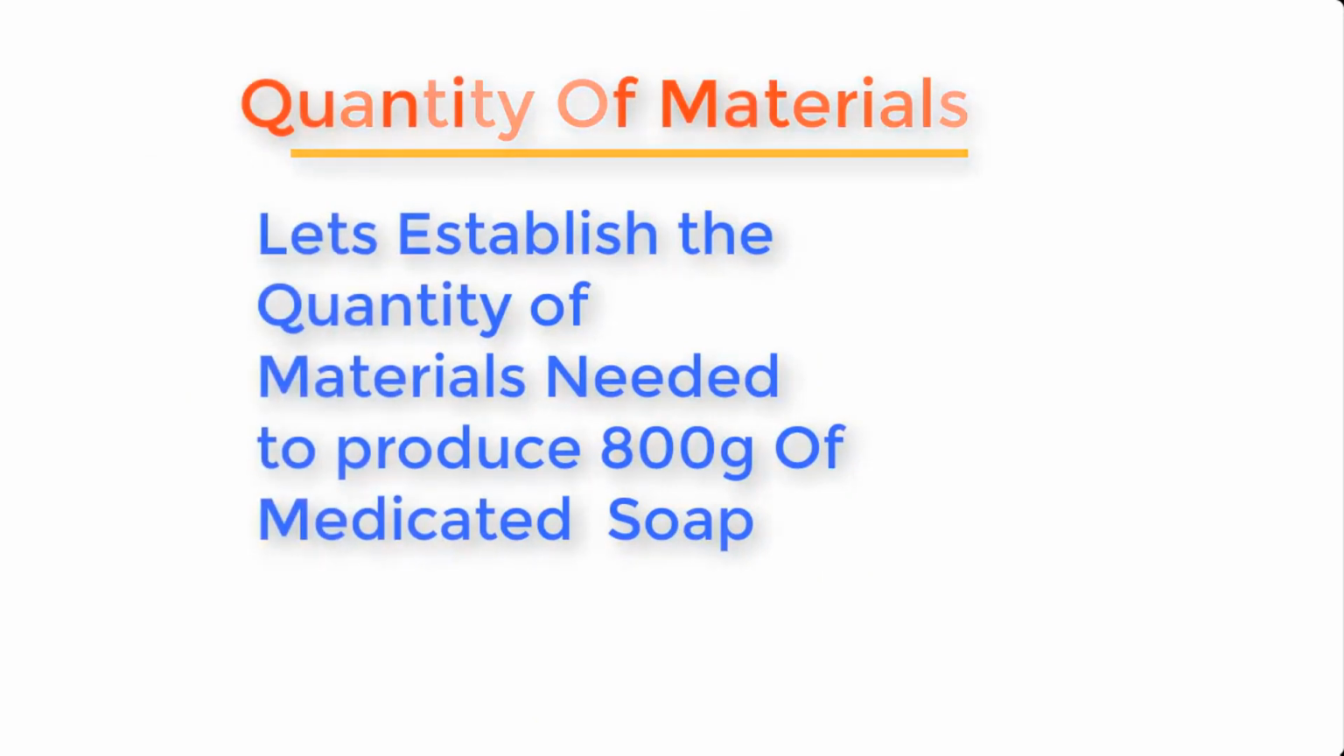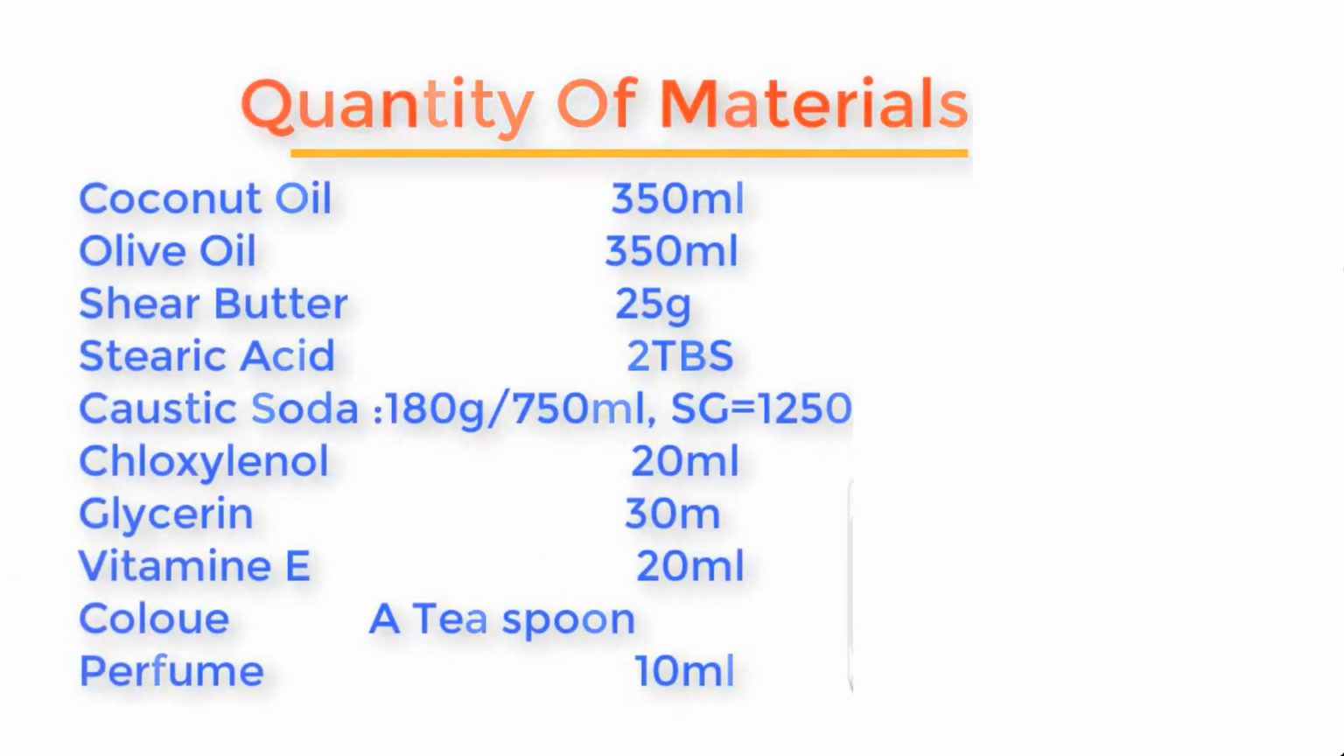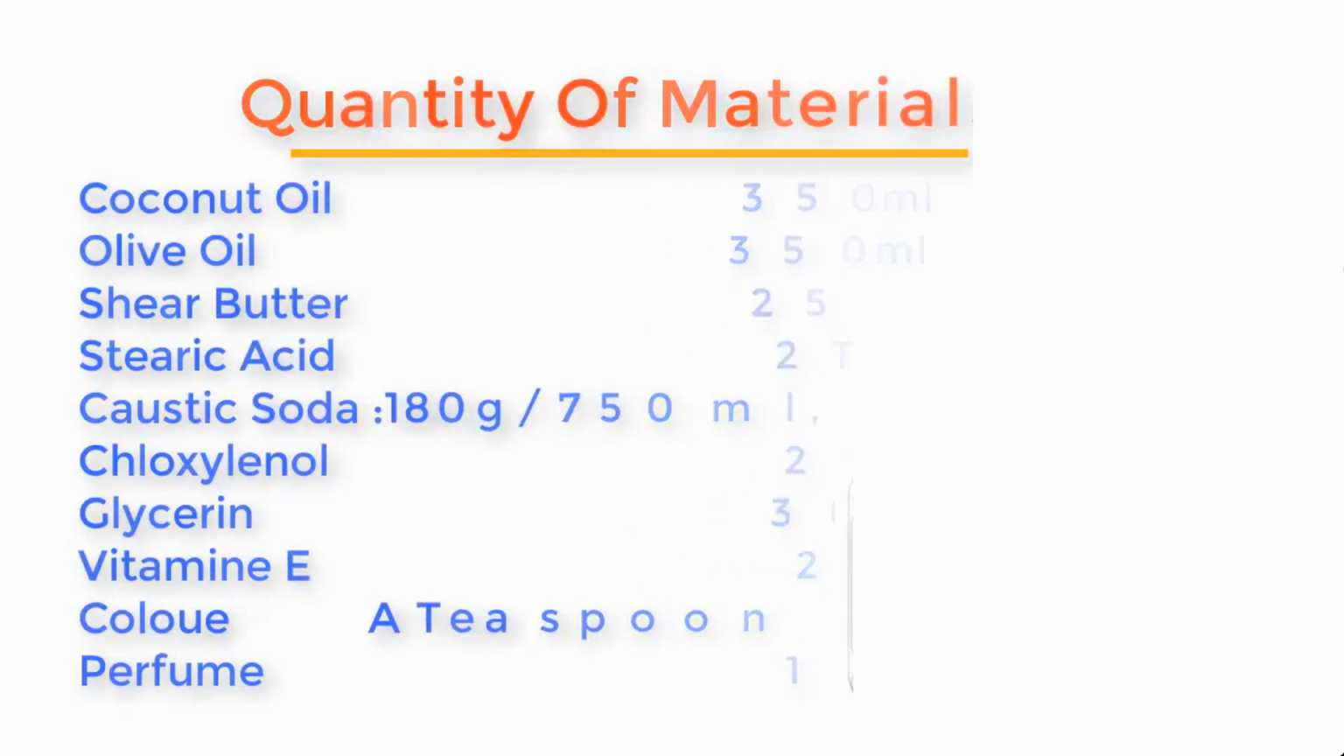Now let's state the quantity of materials needed to produce about 800 grams of medicated soap. Coconut oil 350 ml, olive oil 350 ml, shea butter 25 grams, stearic acid 2 tablespoons, caustic soda 180 grams dissolved in 750 ml of water and the specific gravity adjusted to 1250, chloroxylenol 20 ml, glycerin 30 ml, vitamin E 20 ml, color a teaspoon, and perfume 10 ml.